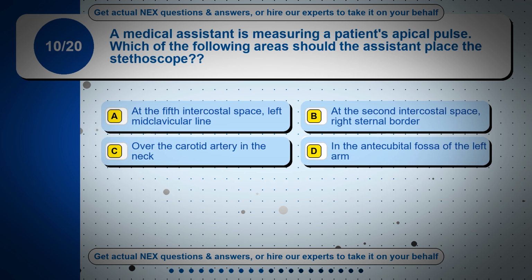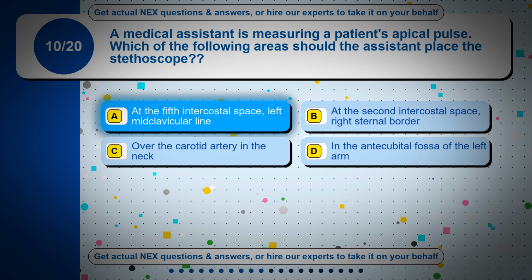Question 10. A medical assistant is measuring a patient's apical pulse. Which of the following areas should the assistant place the stethoscope? Option A. At the 5th intercostal space, left midclavicular line. Option B. At the 2nd intercostal space, right sternal border. Option C. Over the carotid artery in the neck. Option D. In the antecubital fossa of the left arm.